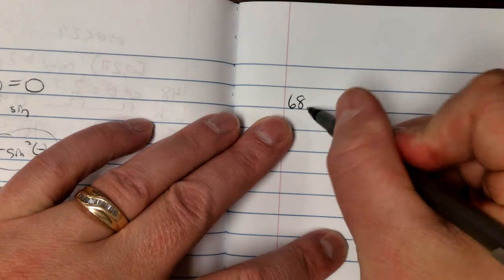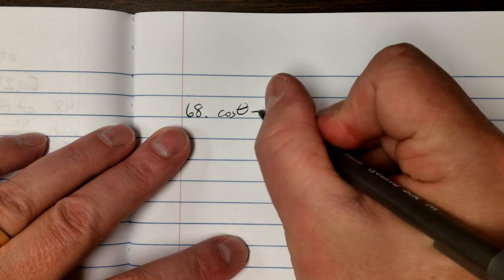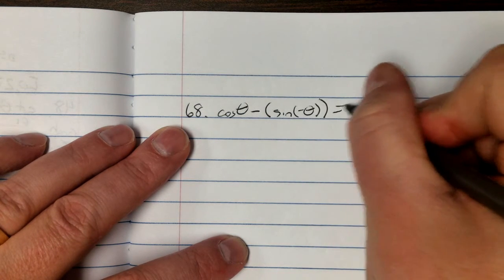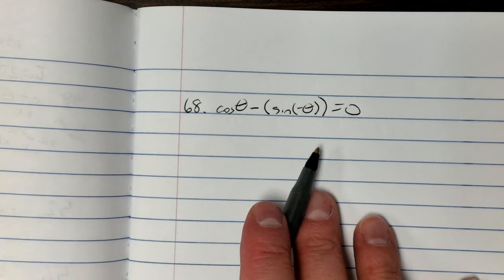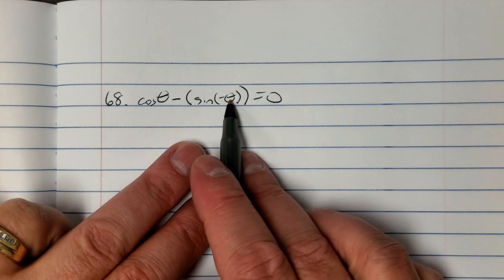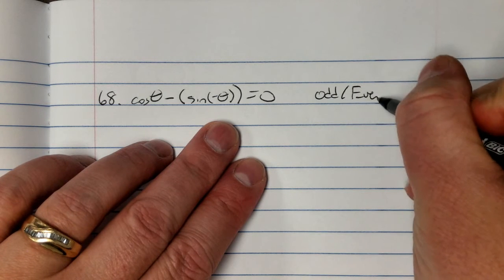68. So on this one we have cosine theta minus sine of negative theta equals 0. So what this one is talking about is when you have a negative in front of your theta, which is called an odd or even identity.